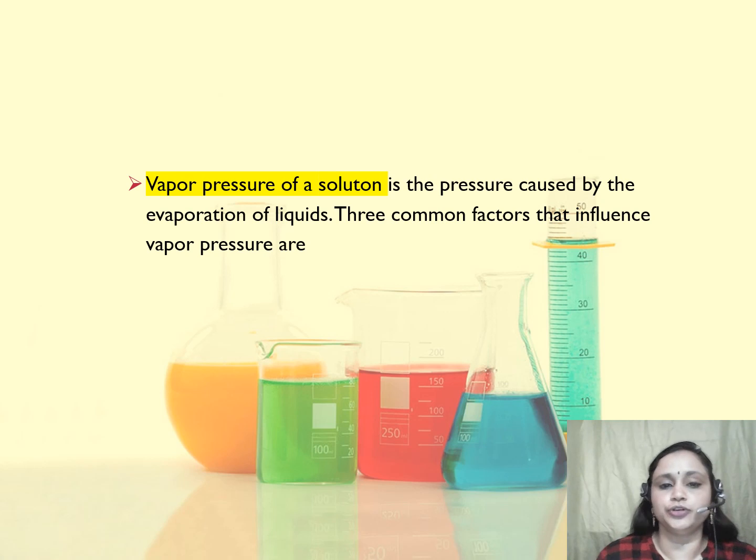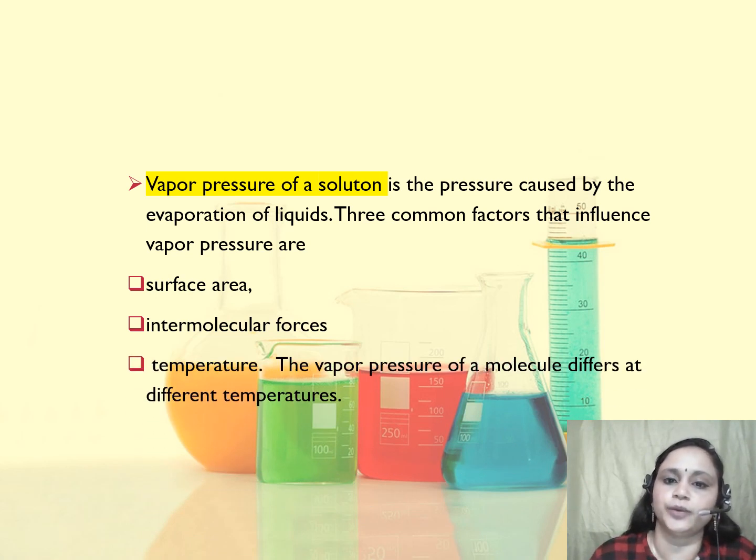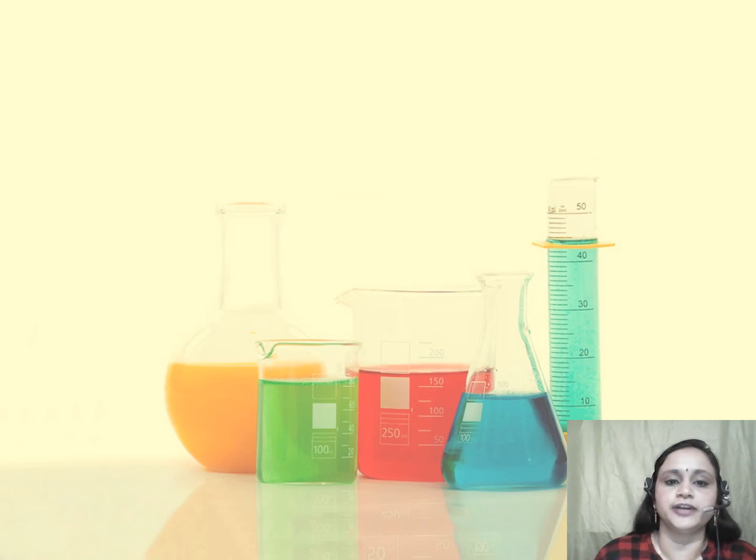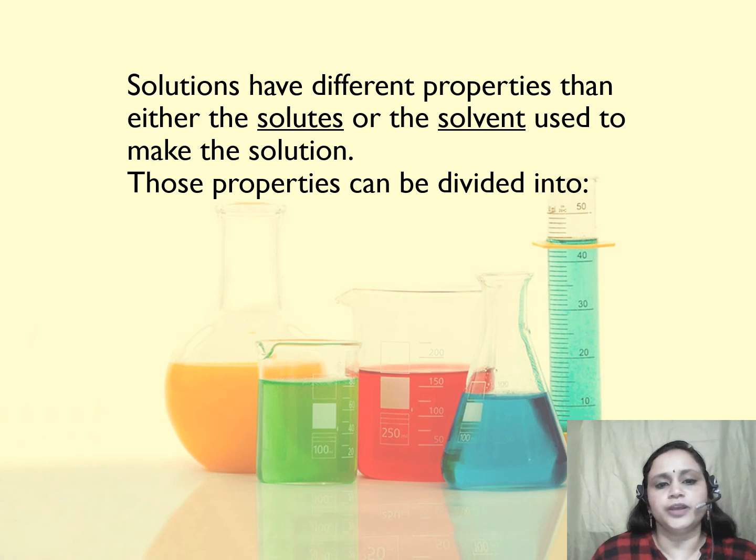The third concept that you should know is the vapor pressure of a solution. It is the pressure caused by evaporation of liquids, and we are all aware that all liquids evaporate to a certain extent. This depends upon the surface area of the liquid, intermolecular forces between the components, and the temperature at which the liquid is kept. So the vapor pressure of a solution is different at different temperatures. Thus, we can conclude that solutions have different properties than either the solute or the solvent once we convert them into a solution.